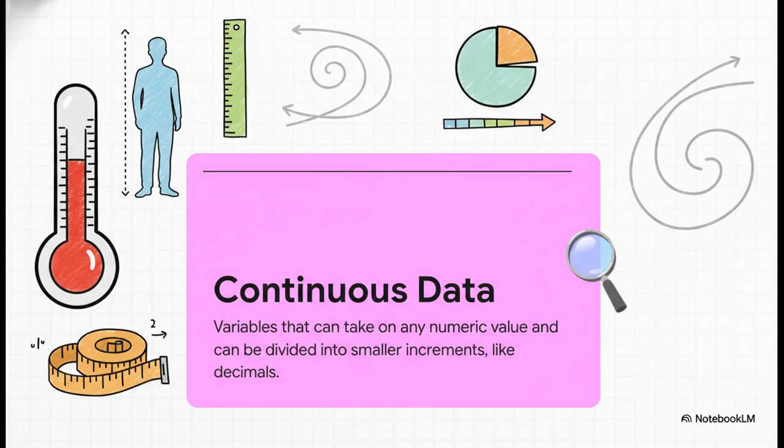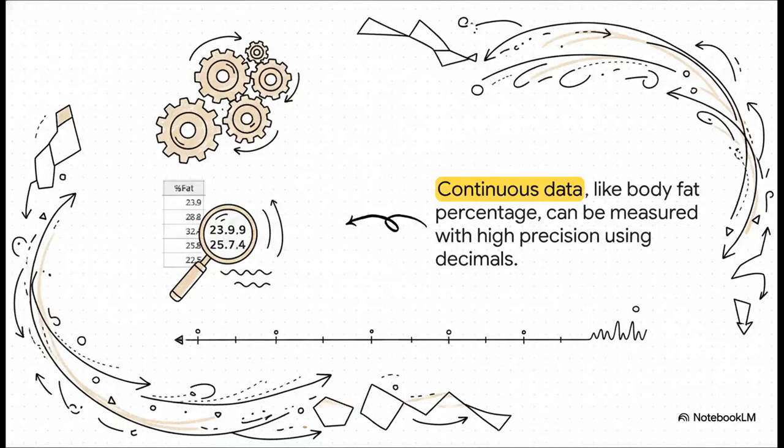First up, we have continuous data. This is anything you measure on a scale, where the values can be broken down into smaller and smaller pieces. Think about temperature, height, or, if you're a political scientist, the exact percentage of voter turnout in a specific precinct. Take body fat percentage, for example. It isn't just 23 or 24%, right? It could be 23.9 or 23.91 or even 23.912. That nearly limitless precision is the classic sign of continuous data, and it makes it incredibly rich with information.